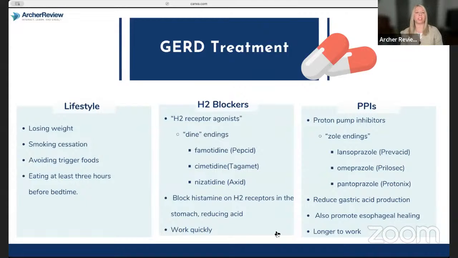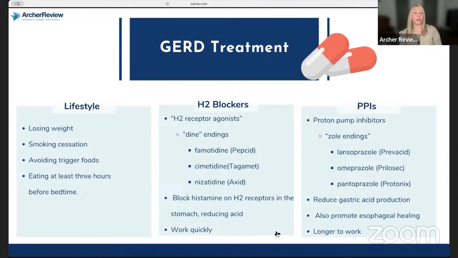As with many conditions, first up, the one thing you're going to recommend is lifestyle modifications. So, weight loss, smoking cessation, avoiding trigger foods, eating at least 3 hours before laying down before bedtime. Next up, if that doesn't work, we do have medications that we can try. These are H2 blockers and PPIs.